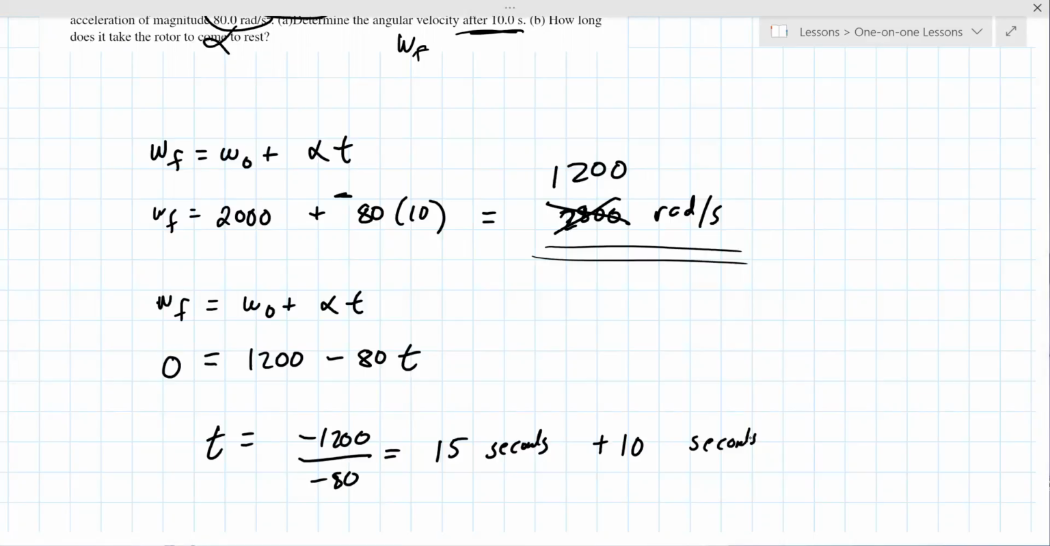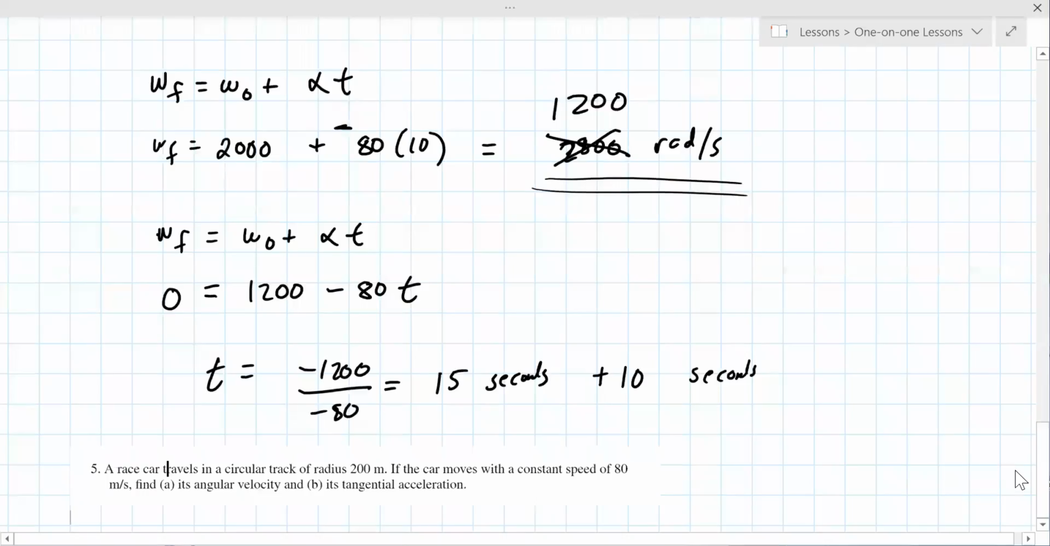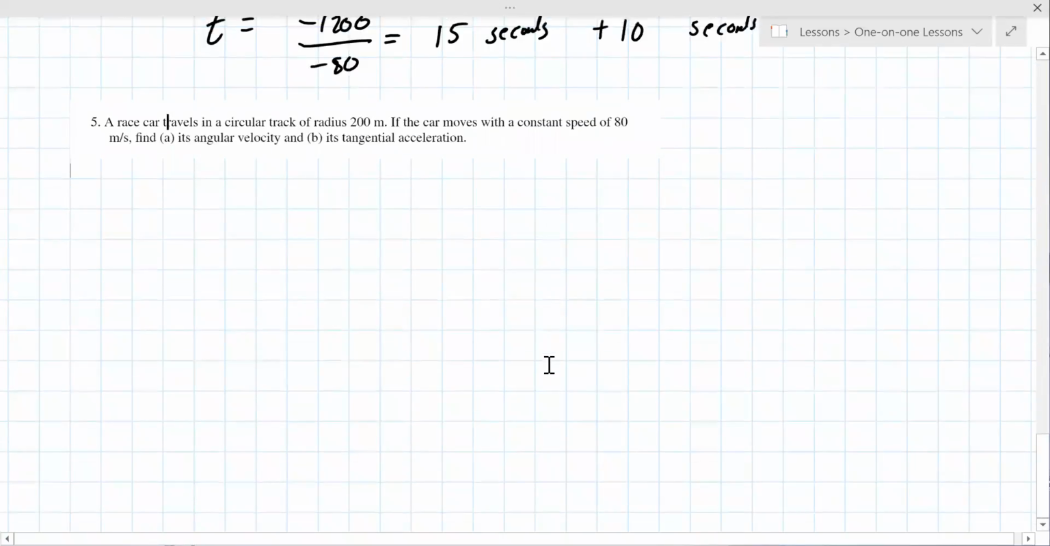All right, we're on to a new question. Question 5. A race car travels in a circular track, radius 200 m. If the car moves with a constant speed of 80 meters per second, determine its angular velocity.